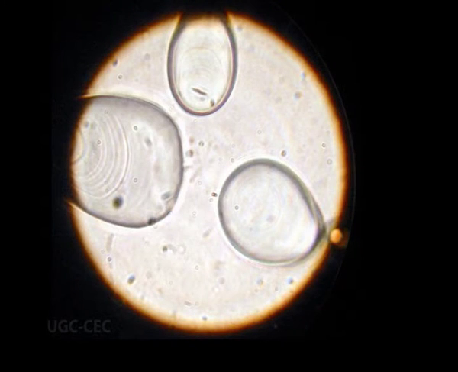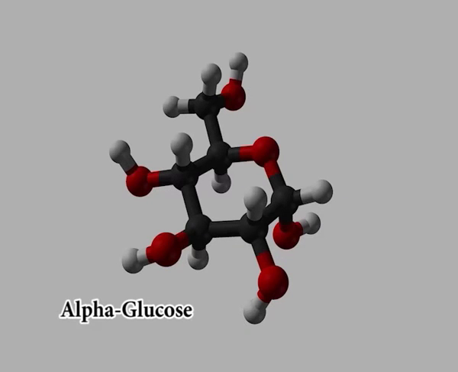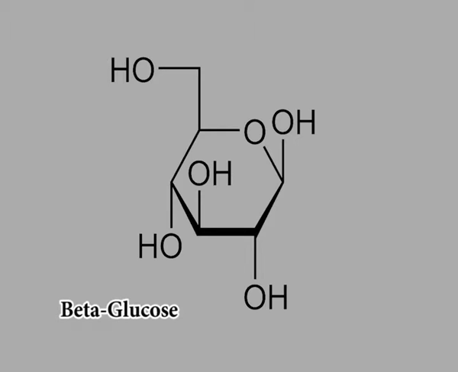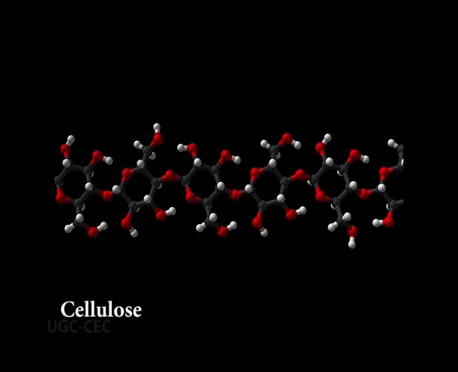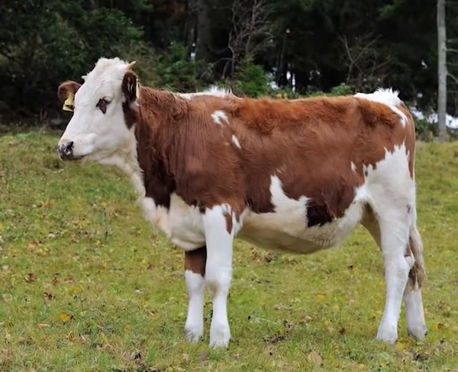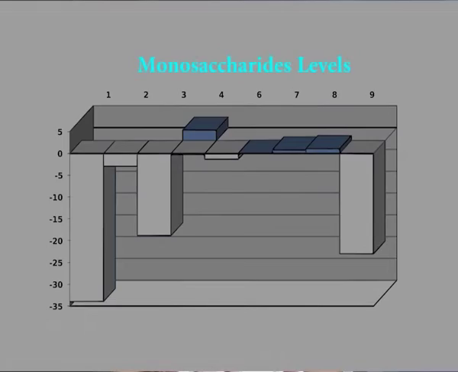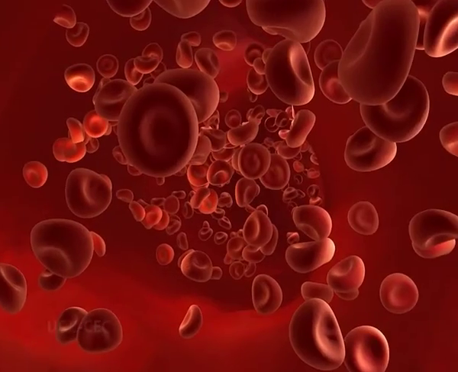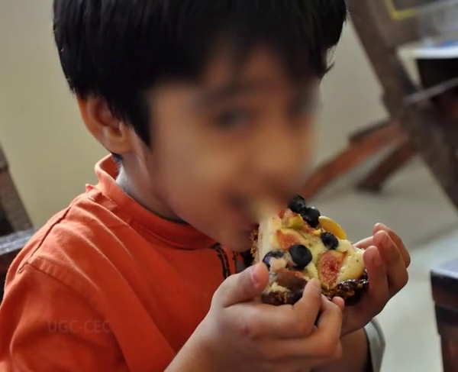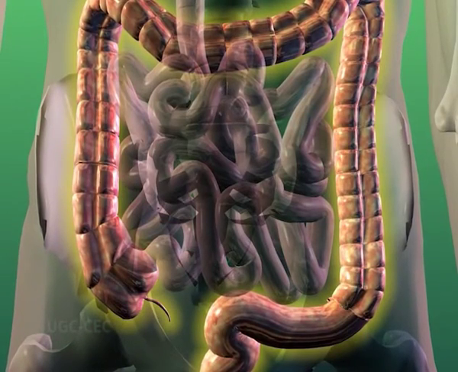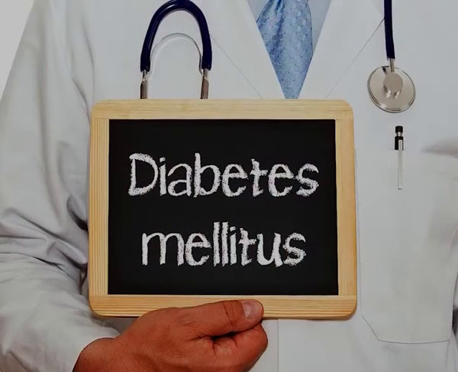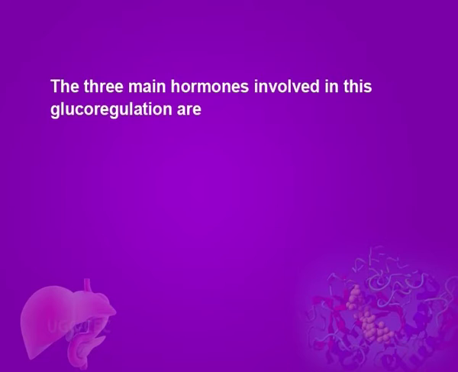The metabolism of starch, which is alpha glucose, is pretty simple and straightforward. However, beta glucose cannot be digested, and this is the reason why some polysaccharides, such as cellulose, are never digested in humans. Cattle are able to digest cellulose and some other ruminants as well. The monosaccharide levels need to be constantly maintained as they are passing continuously into the bloodstream in large volumes immediately after intake of food. If the regulation of monosaccharides fails, then it can result in metabolic diseases such as diabetes mellitus. The three main hormones involved in this glucoregulation are epinephrine, glucagon, and insulin.